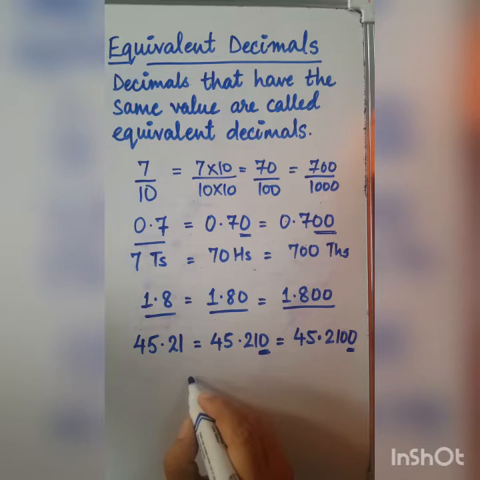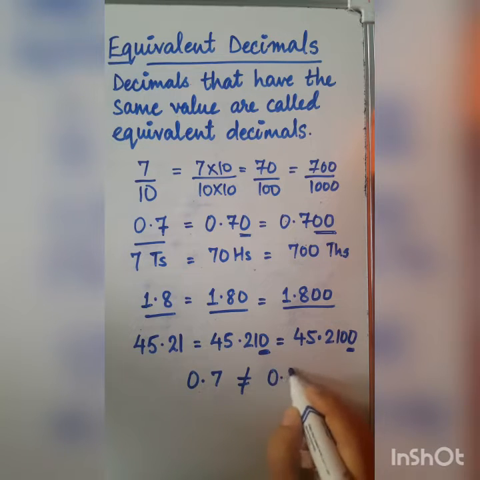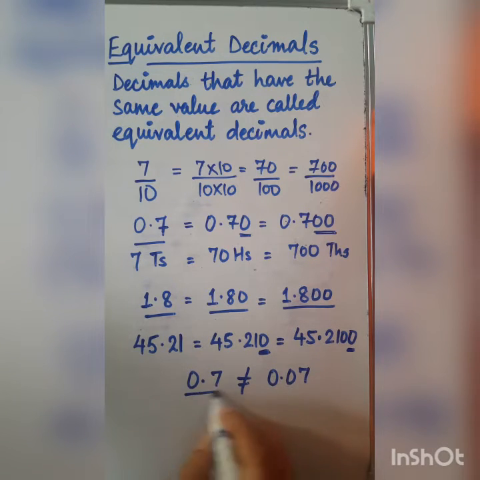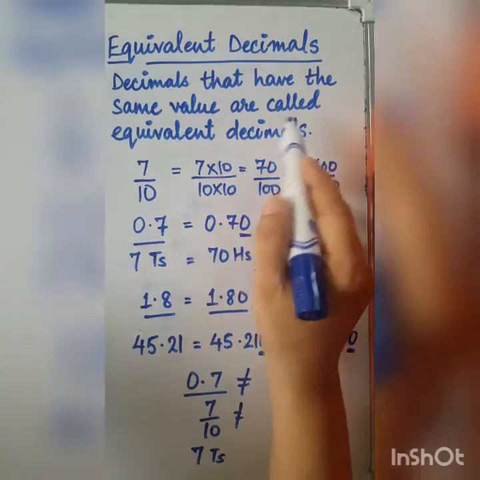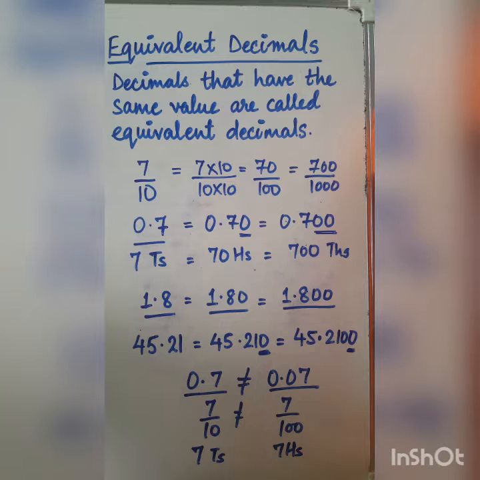But if you write 0 here, that means 0.7 is not equal to 0.07. Both have different meanings. This means 7 by 10 and this means 7 by 100. That means this is 7/10 and this is 7/100. So they both are not equal in value. So decimals that have the same value are called equivalent decimals. Let us move to another topic.